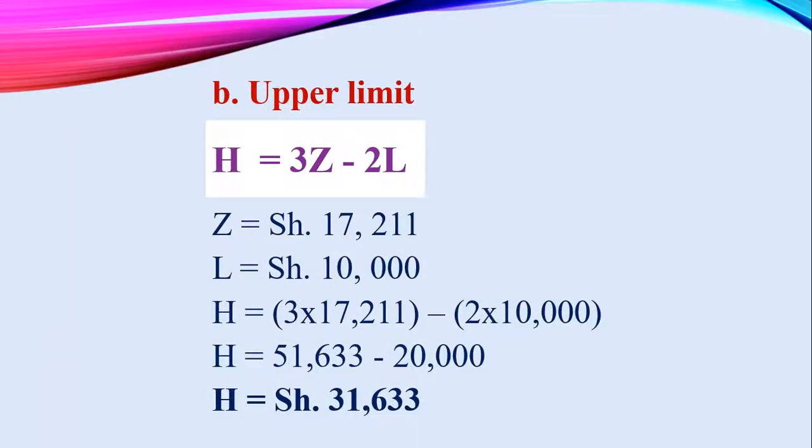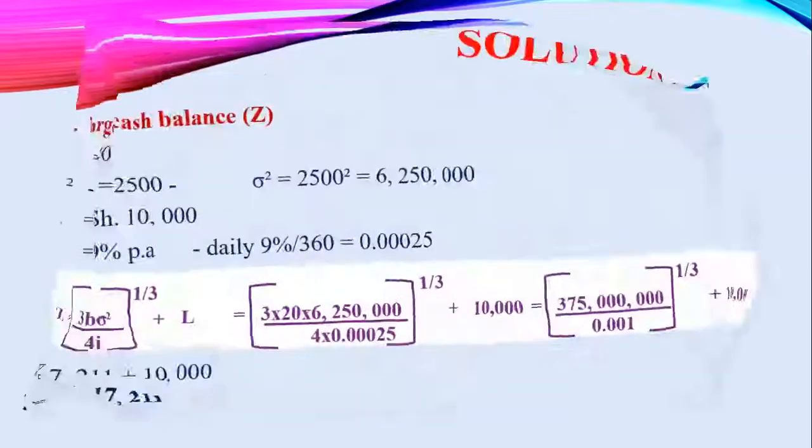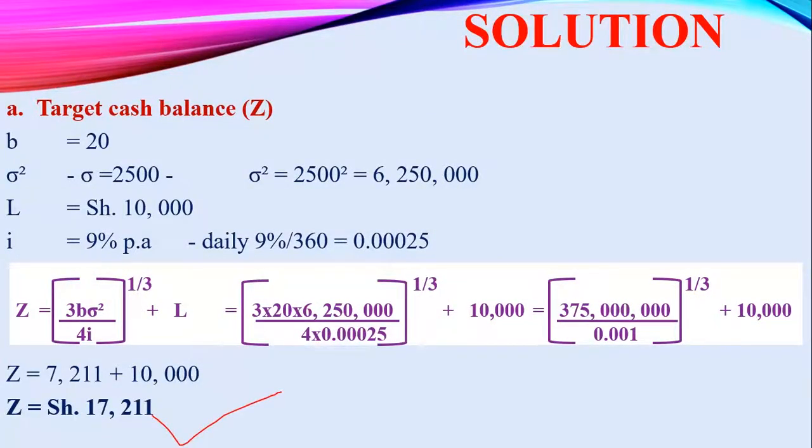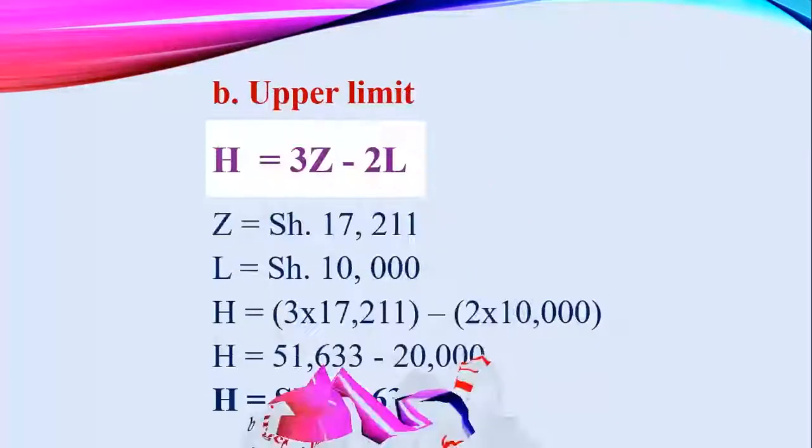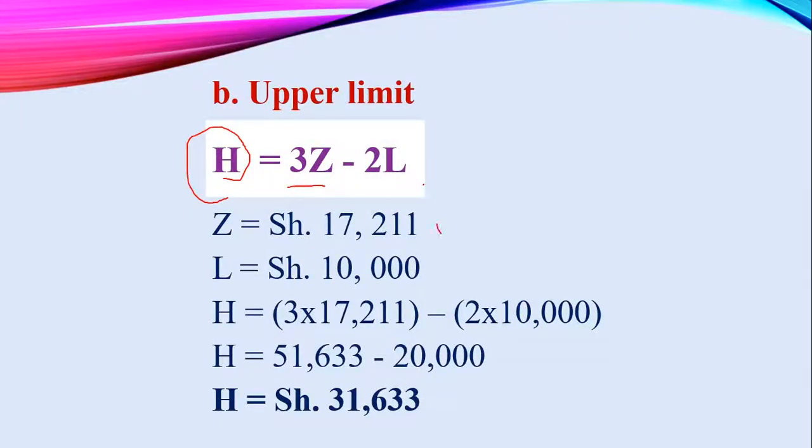Part B. We were told to calculate the upper limit, which is H, given by 3Z minus 2L. We have already gotten our Z from our previous illustration here. This is our Z, 17,211. The lower limit we had as 10,000. So you represent that in the formula. That would be 3 multiplied by Z, then you less 2 multiplied by 10,000, which is the lower limit.